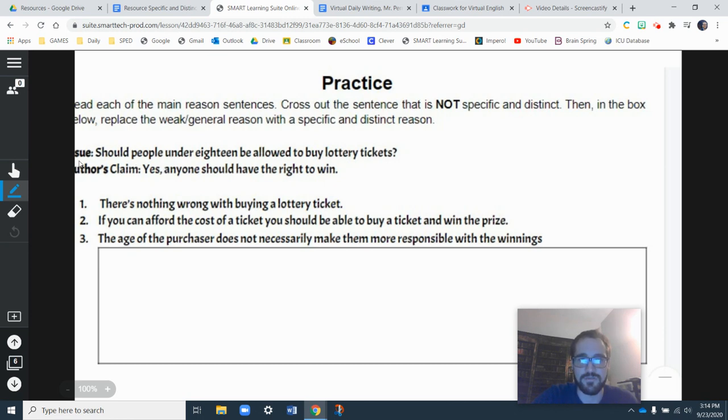So here's the issue. And I'm sorry it got cut off. The issue here is, should people under 18 be allowed to buy a lottery ticket? Now, a lottery ticket is, of course, those things that you can go to the gas station a lot of the times and buy. They're like $5, $10, whatever, and you have a chance to win.